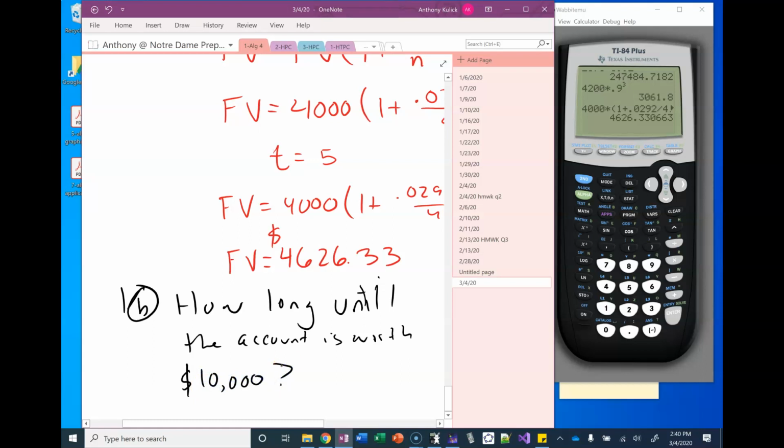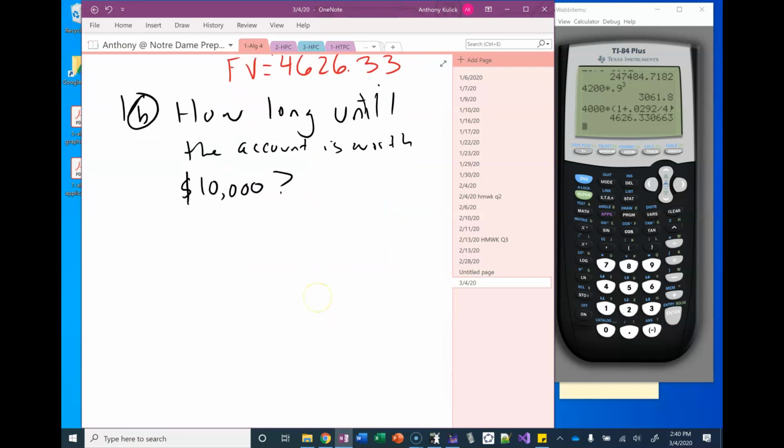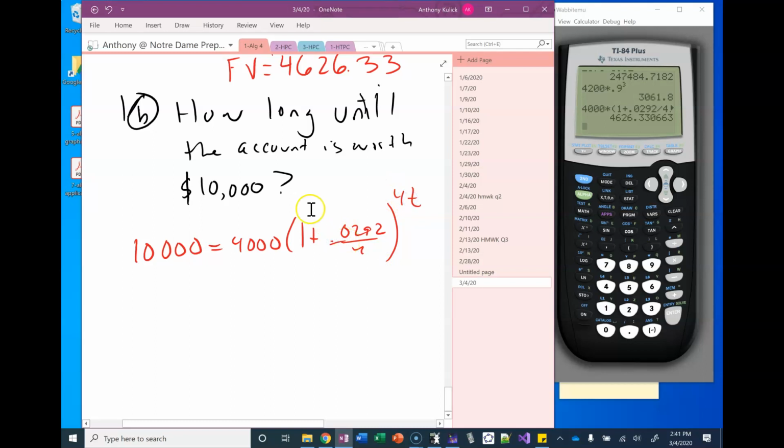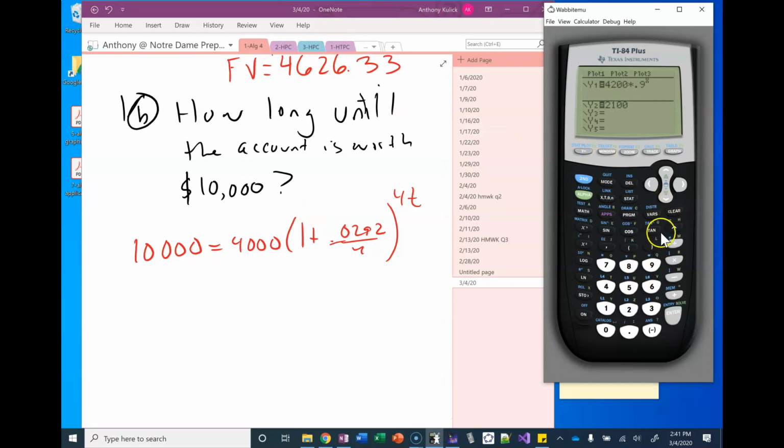So, last question. How long until the account is worth 10,000 monies? What are we looking for? How long? T. Okay, so what are we going to plug in for future value to find T then? 10,000. Okay, so let's get this into our calculator.